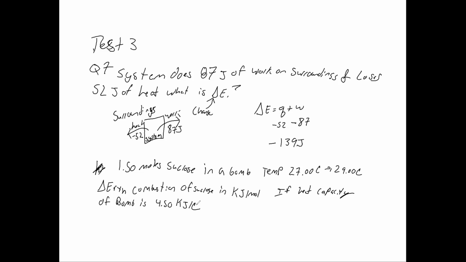All right, so before I just jump into the math, let me take a second so we can understand what actually is going on with this problem. So I have a cylinder, and this cylinder is my bomb. And inside this cylinder, I have a little chamber, and inside that chamber is my sucrose. So I have 1.5 moles of sucrose in that chamber.